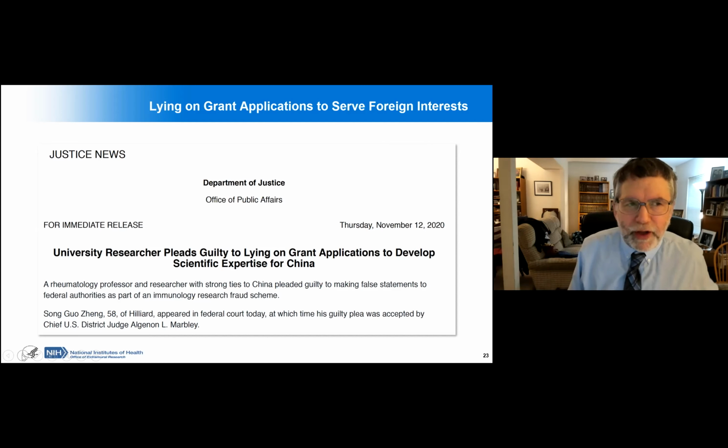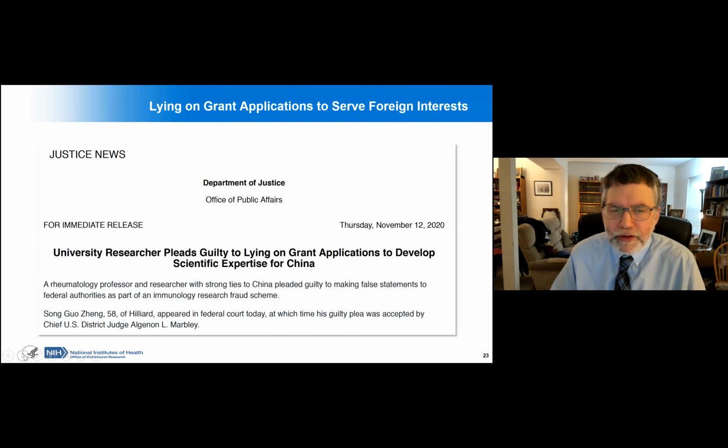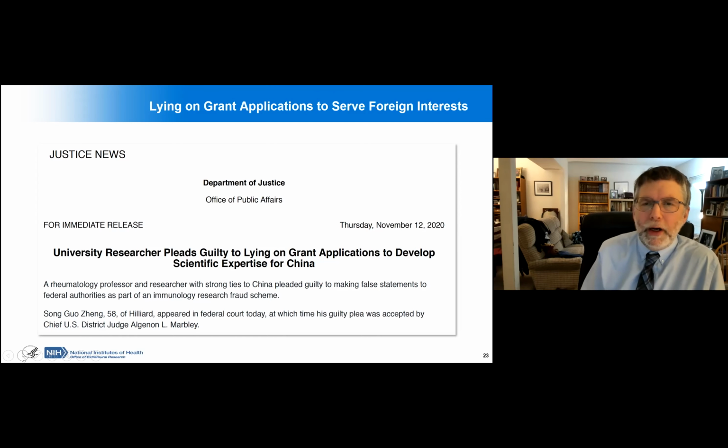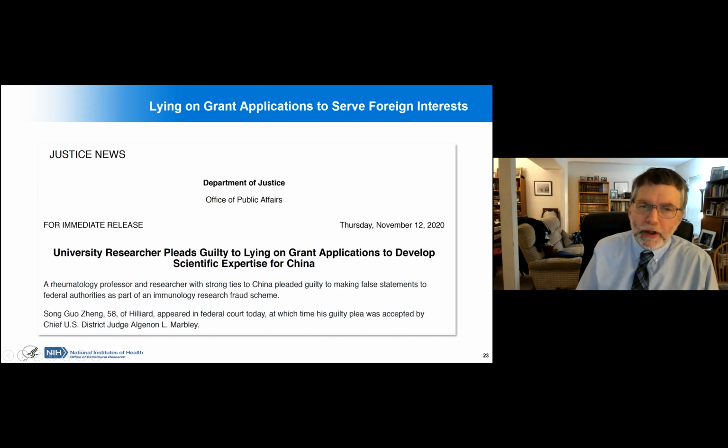One of the manifestations that we've seen is that people lie on grant applications about their foreign affiliations and about their foreign grant support. This case involved an endowed chair professor at Ohio State University, Sanggu Zhang. He had received over $4 million in NIH support and had failed to disclose multiple affiliations that he had in China. He was running shadow laboratories in China, and essentially what he was doing was using the NIH money to develop expertise in the Chinese lab, and it manifests itself through frequent lies on NIH grant applications. So this led to a guilty plea.